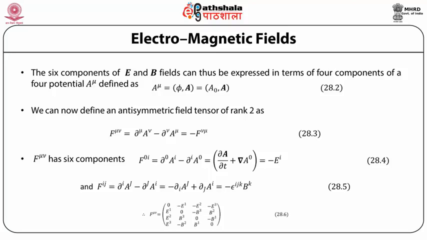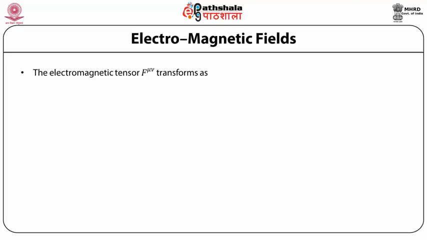Therefore, F mu nu is equal to a matrix with first row elements being 0, minus E1, minus E2, minus E3, second row being E1, 0, minus B3, B2, third row being E2, B3, 0, minus B1, fourth row being E3, minus B2, B1 and 0. The electromagnetic tensor F mu nu transforms as F prime mu nu is equal to lambda mu alpha into lambda nu beta into F alpha beta.